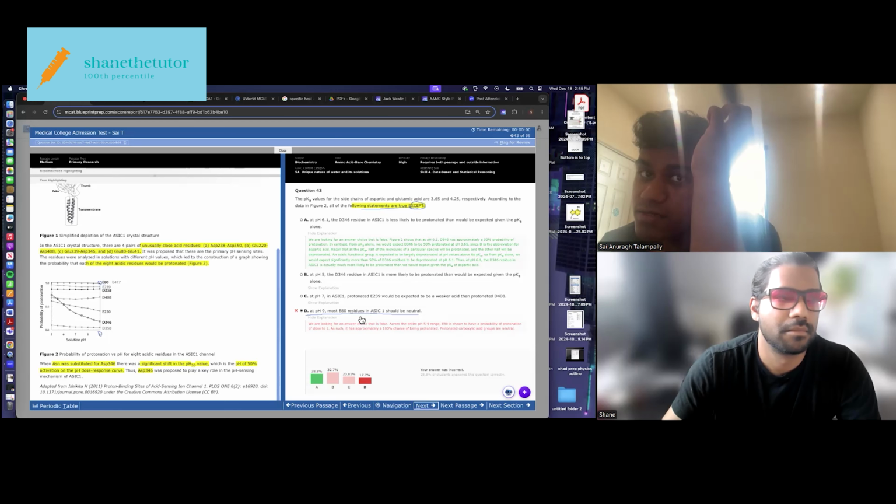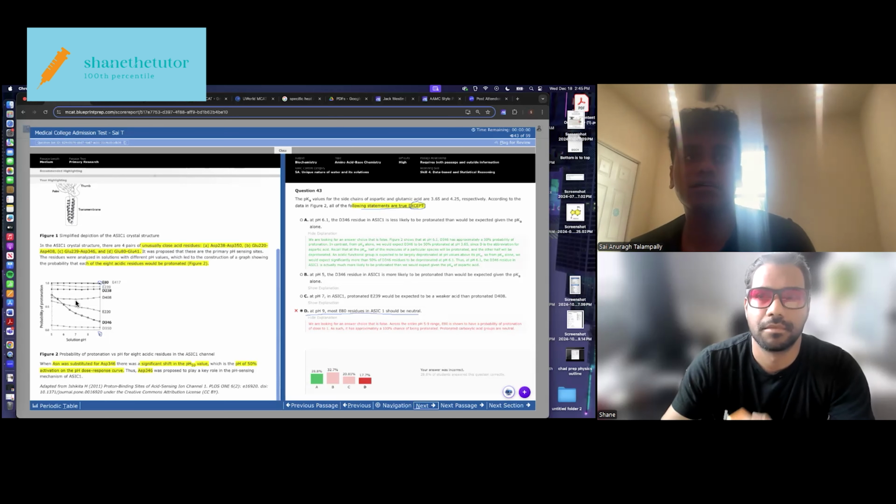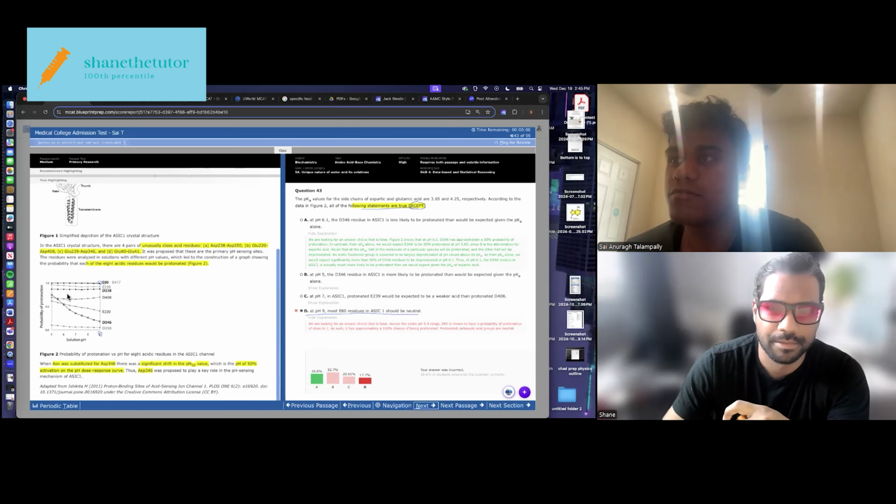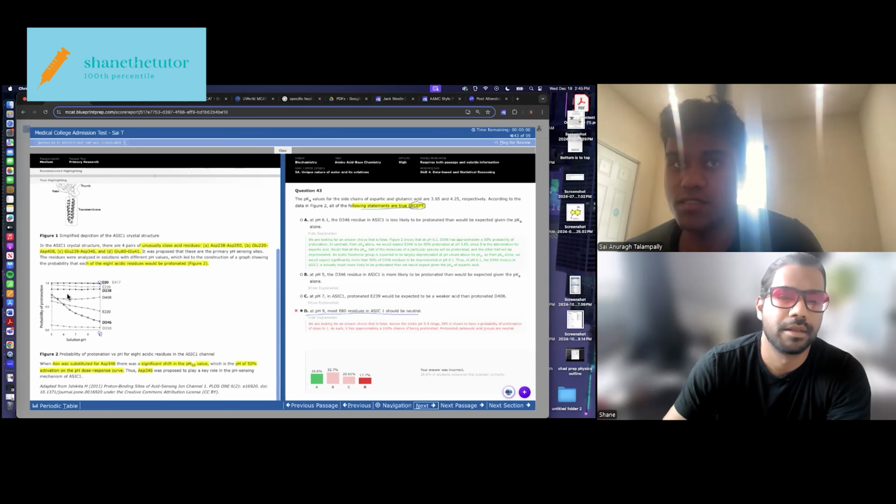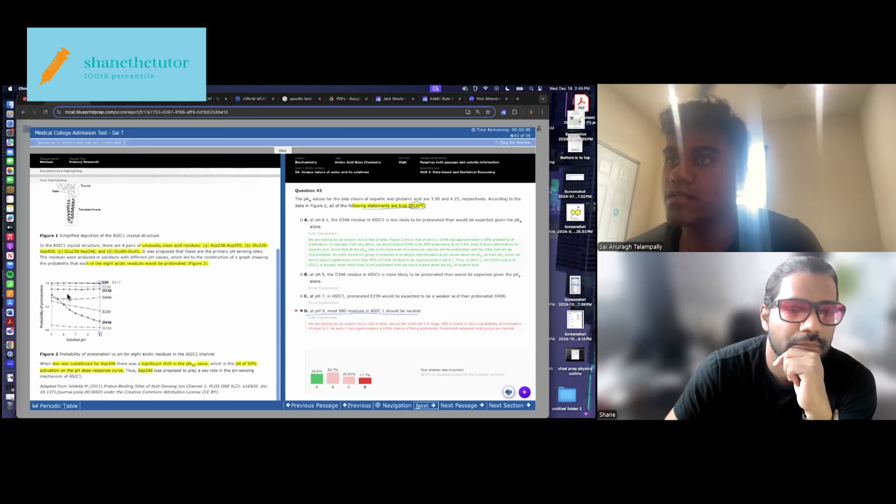And C says at pH of 7, protonated E239 would be expected to be a weaker acid than protonated D408.